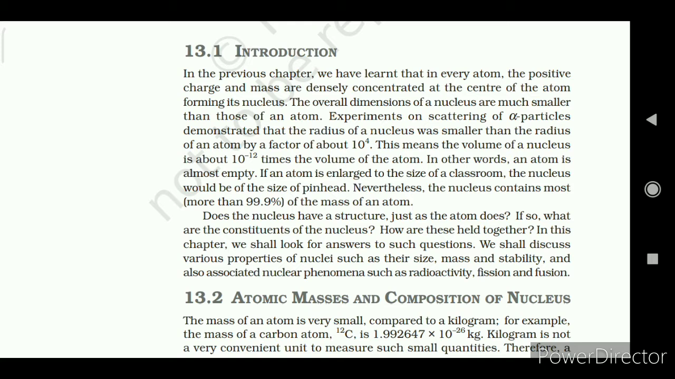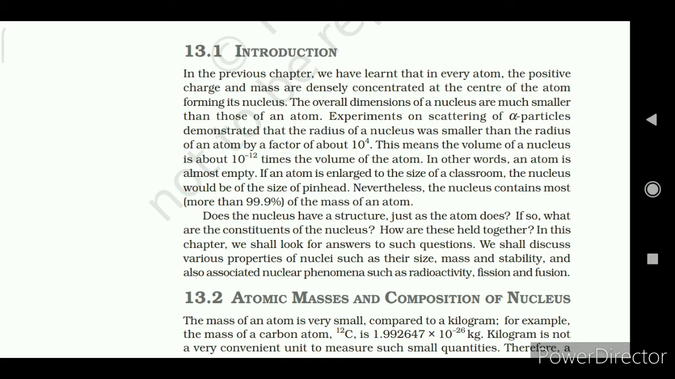This means the volume of a nucleus is about 10 to the power minus 12 times the volume of an atom. In other words, an atom is almost empty. If an atom is enlarged to the size of a classroom, the nucleus would be the size of a pinhead. Nevertheless, the nucleus contains most of the mass of an atom. Does the nucleus have a structure?